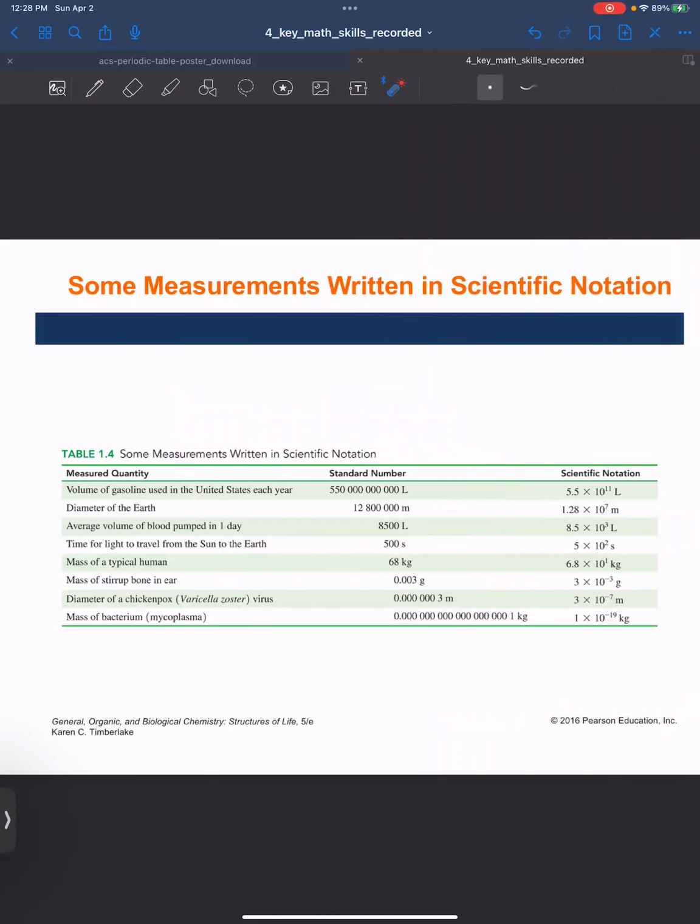Here are some measurements that are written in scientific notation. So for example, the diameter of the Earth, this big number, that's 1.28 times 10 to the 7th meters. The mass of a typical human, 68 kilograms, so 6.8 times 10 to the 1st kilograms. The mass of a bacterium, Mycoplasma, is 1 times 10 to the -19th kilograms. So we will be using scientific notation quite often in this class.